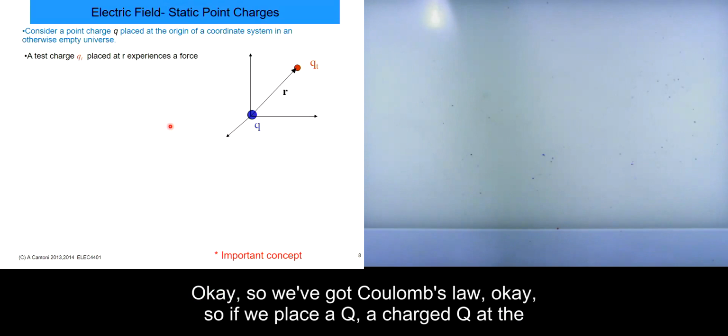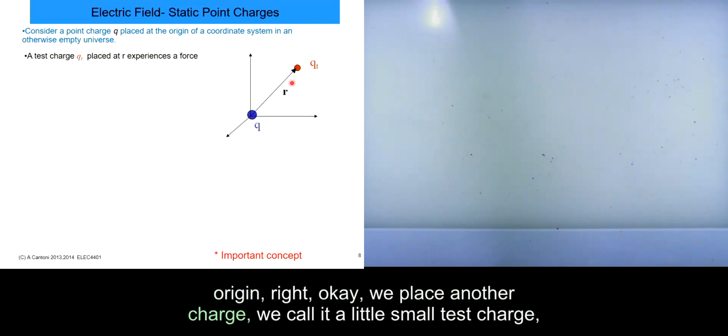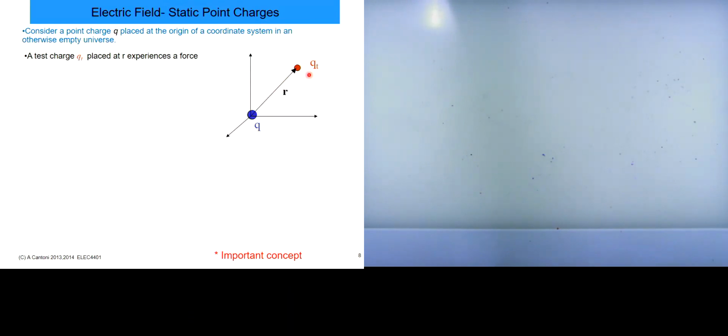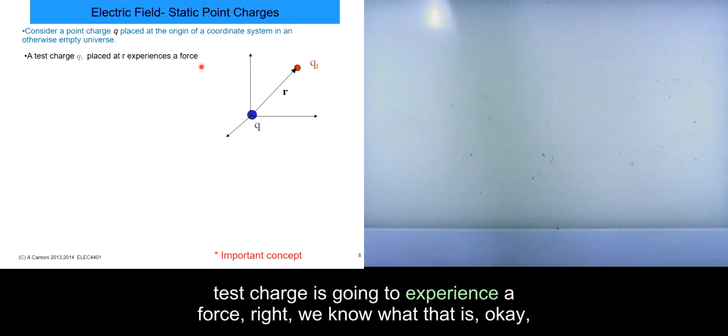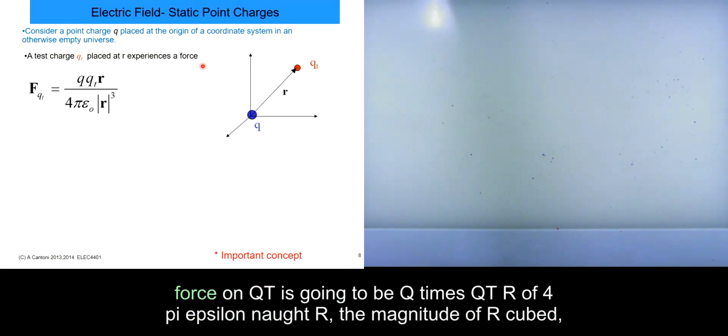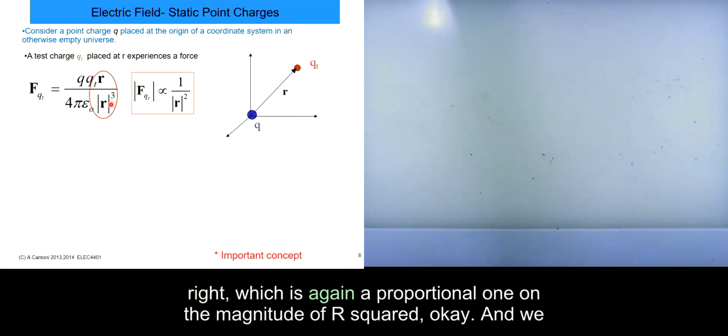So we've got Coulomb's law. If we place a charge Q at the origin, and we place another charge, a small test charge called QT, at a position R from the origin, then that little test charge is going to experience a force. We know what that is: the force on QT is Q times QT times R on 4 pi epsilon naught times the magnitude of R cubed, which is again proportional to 1 on the magnitude of R squared.